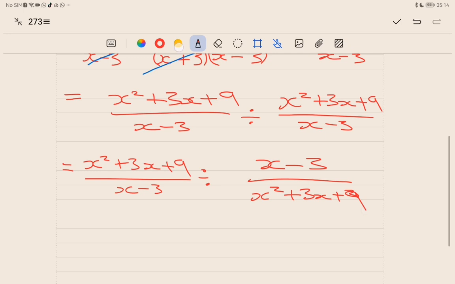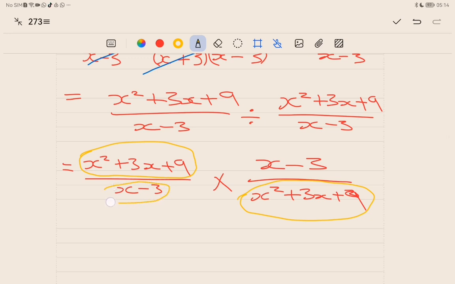So here we can see that this is the same as this. Sorry, the moment you flip, you must multiply. Sorry for making this mistake. Then we can also see that this is identical to this.